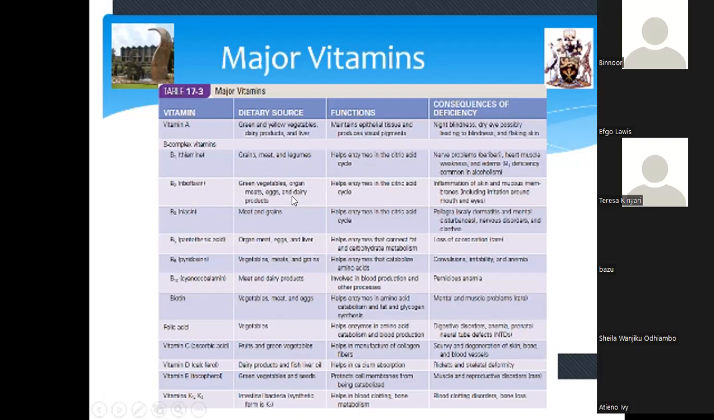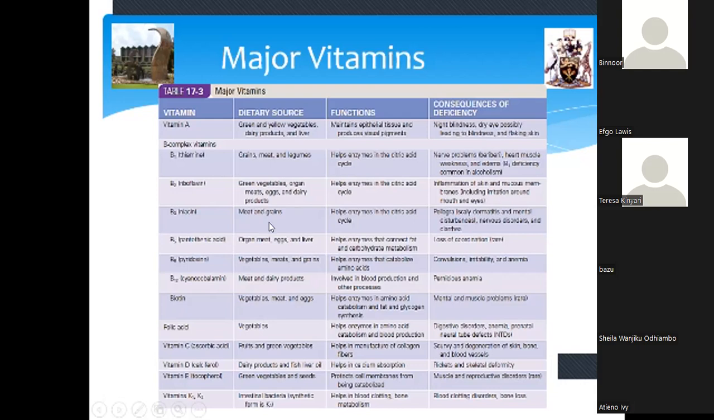Then B2, which is riboflavin, comes from the green vegetables, the organ meats, the eggs, and the dairy products. It helps enzymes also in the citric acid cycle. So you can see we have several enzymes that are vitamins that are important in the citric acid cycle, including niacin. So riboflavin is important in ensuring this process takes place, and its deficiency will lead to inflammation of the skin and mucous membrane, and also the patient will have irritation around the mouth and the eyes.